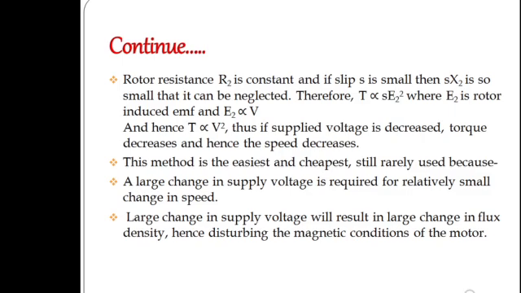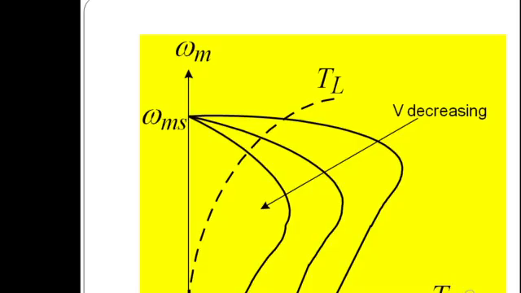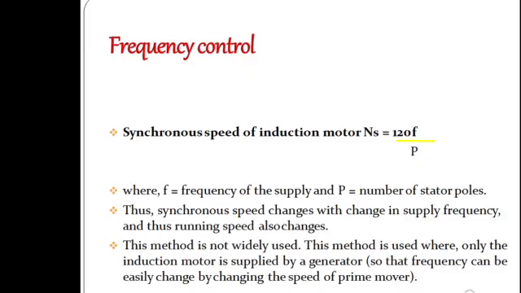That means a large change in supply voltage will result in a large change in flux density, hence disturbing the magnetic condition of the motor. So this graph depends upon the large changes in the flux. If there are large changes in the motor, there will be large changes in the torque.